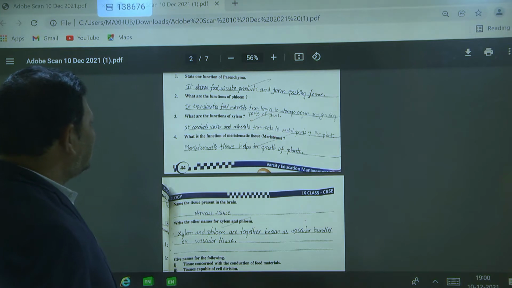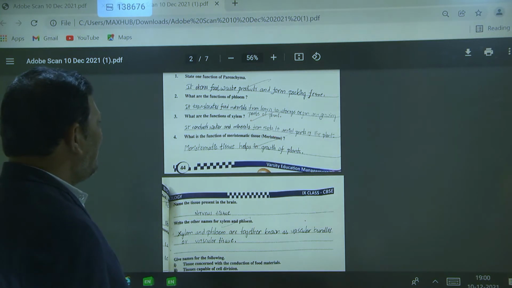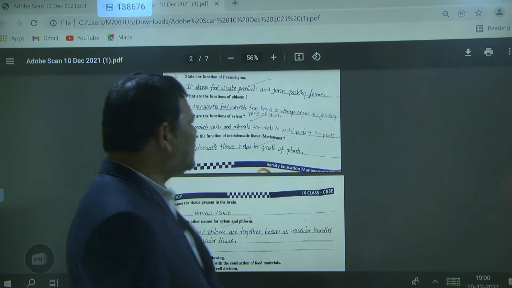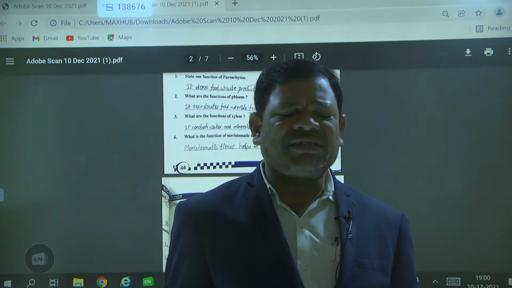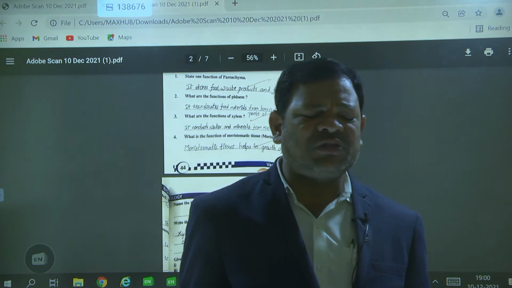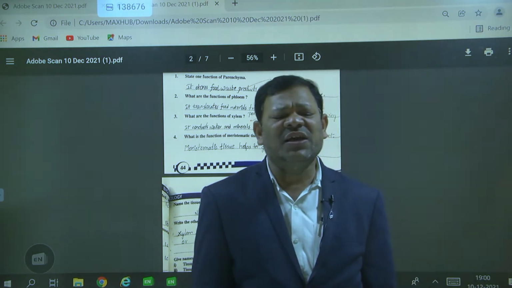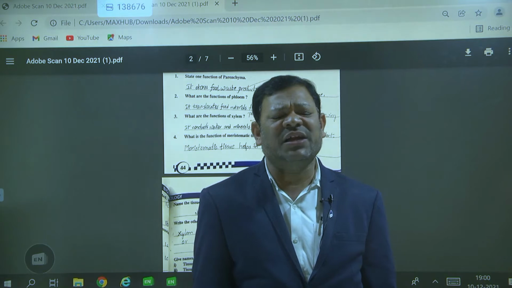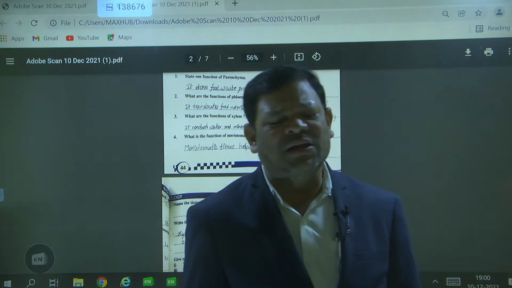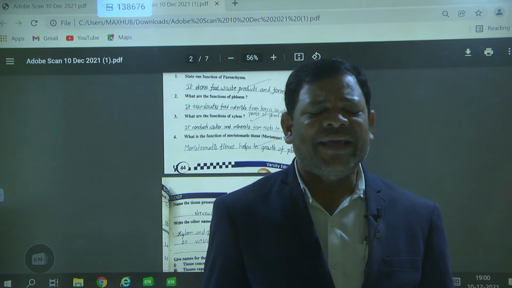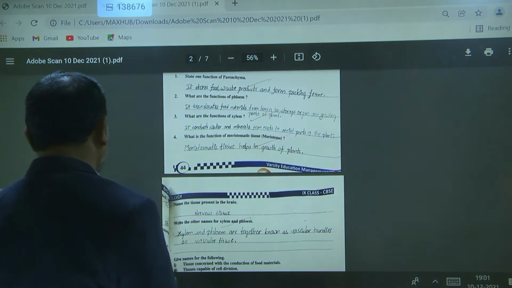Fourth question, what are the functions of the meristematic tissue? Meristematic tissue helps in the growth of the plants, especially at the tip of the root and tip of the shoot. Where meristematic tissue is present in that particular area, we can see the growth rate in that particular region of the plant, especially the tip of the root and tip of the shoot.